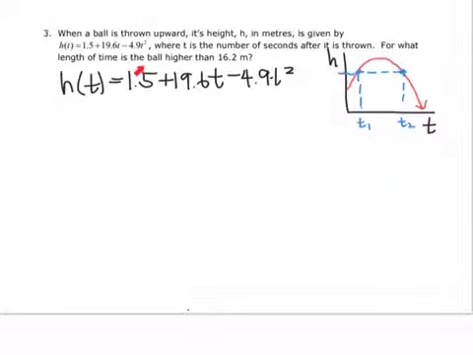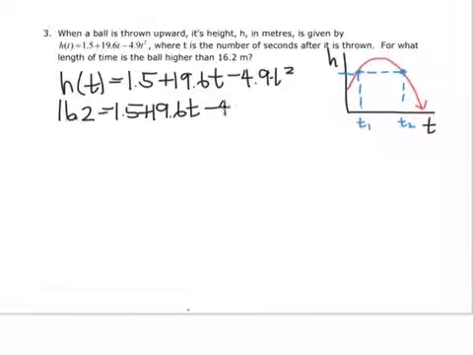So we know that the height of the ball is 16.2 meters, so that's what we're going to replace with h at t. The height is 16.2 meters. So instead of writing h at t, we're going to write 16.2 meters equals 1.5 plus 19.6 t minus 4.9 t squared. And we know that we are not asked to find the maximum height, so we have plugged in a height, and now we're just going to solve for t, which is here.